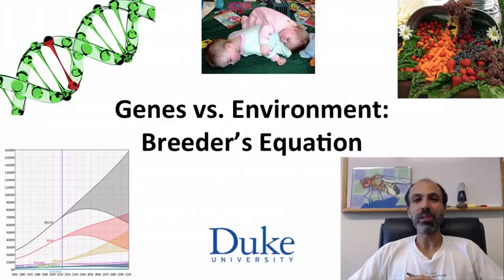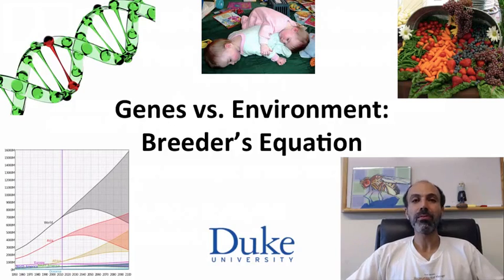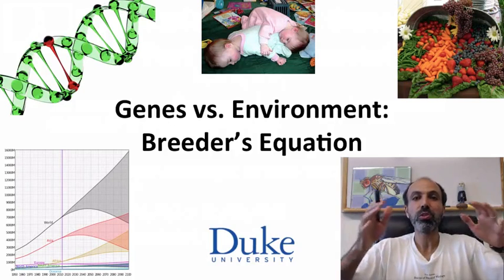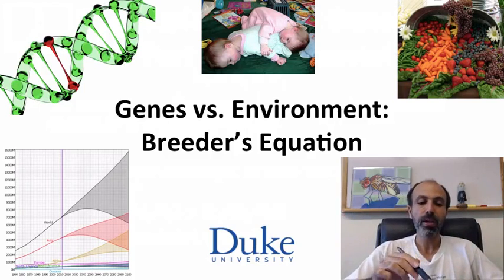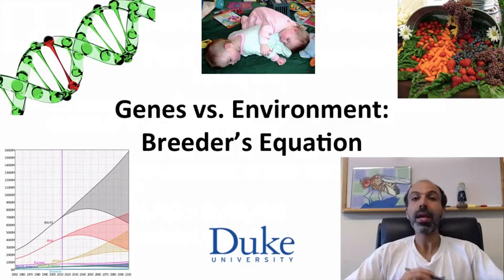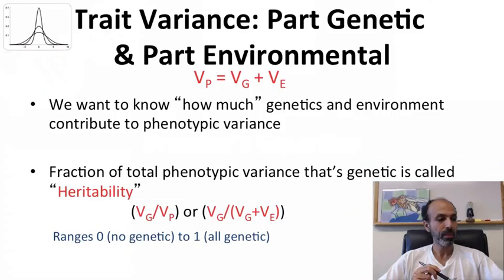In the previous videos, we've been trying to distinguish what fraction of phenotypic variance, how much of the variation you see in traits like height, skin color, etc., comes from genetics versus the environment. In this video, I'll introduce you to what's referred to as the Breeder's equation. But first, let me recap a couple of points.